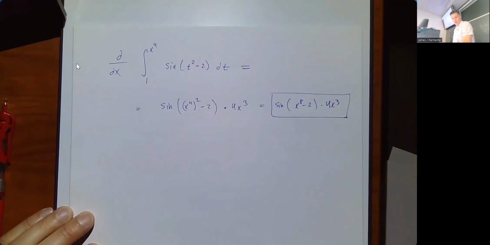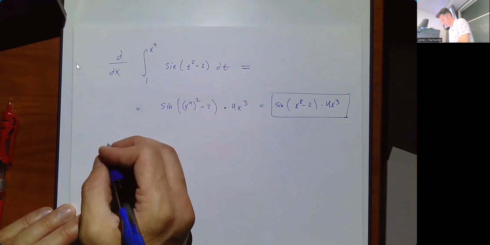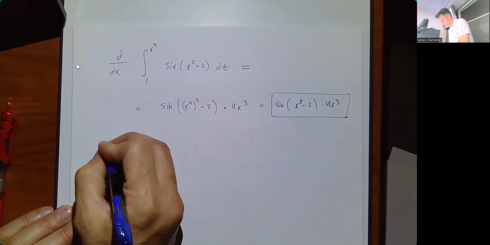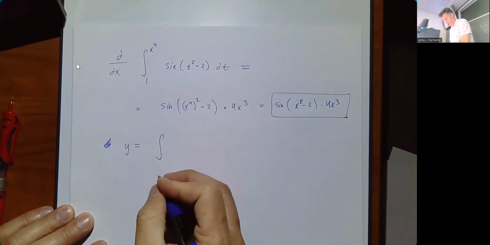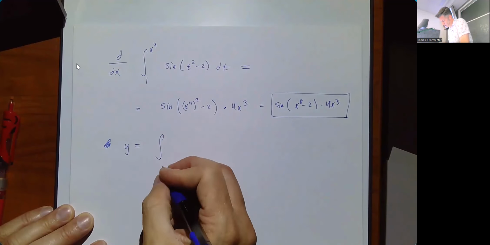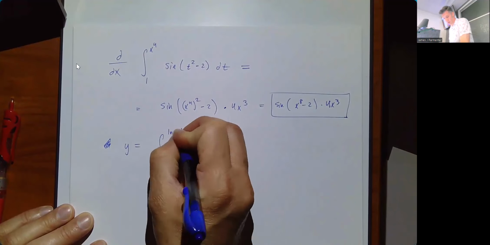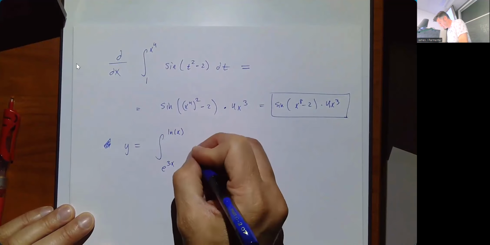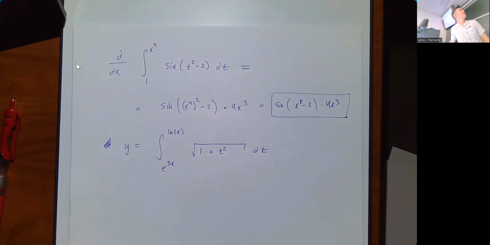Okay, one more, and then we'll talk about the other part of the fundamental theorem of calculus. Let's say we've got y equal to the integral from, let's make this extra funky, e to the 3x to the natural log of x. So now they both have x's in it. So it works just the way you think it would end up working.